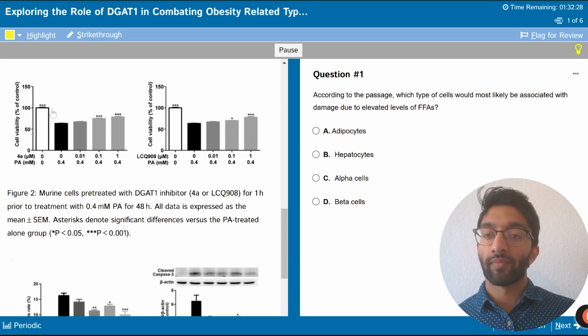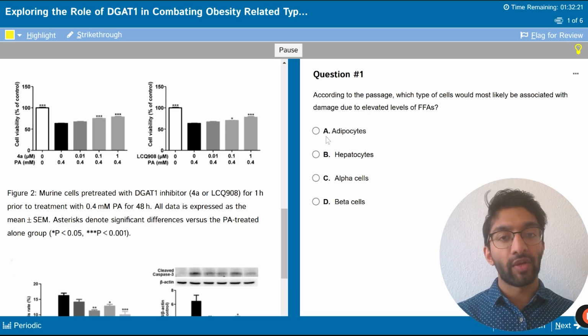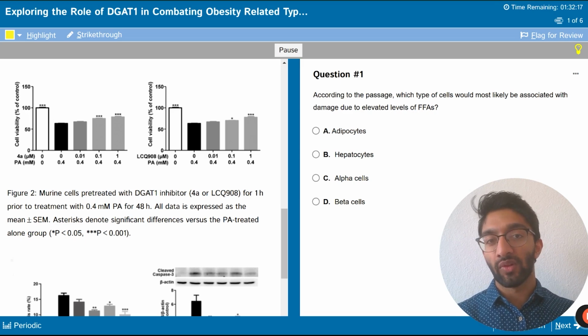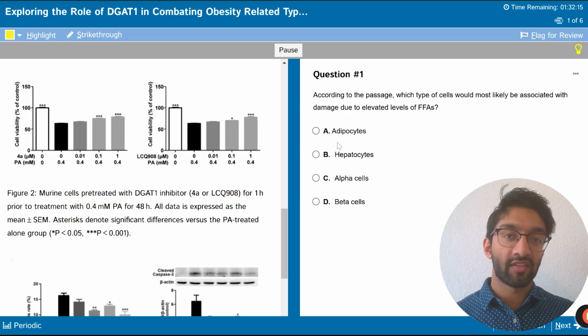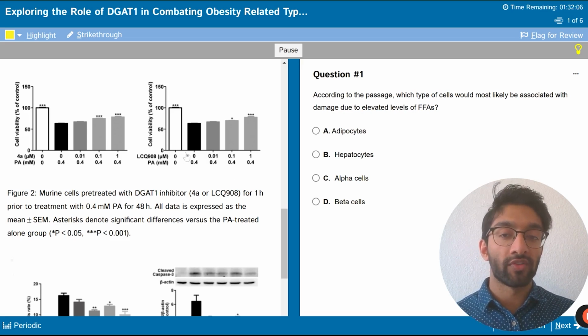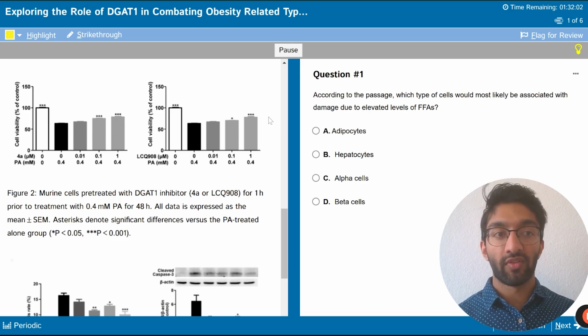So we notice that as soon as we add some PA, the cell viability decreases significantly. That makes sense because we learned earlier that PA is kind of toxic to these cells and will lead to apoptosis, so it makes sense that the cells might be dying. But the cool thing here is that as you add more and more 4A, so that's what's happening here with the concentration, or add more and more LCQ, this trend reverses and you have more cells staying alive.